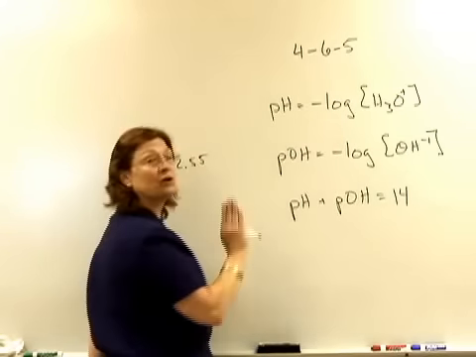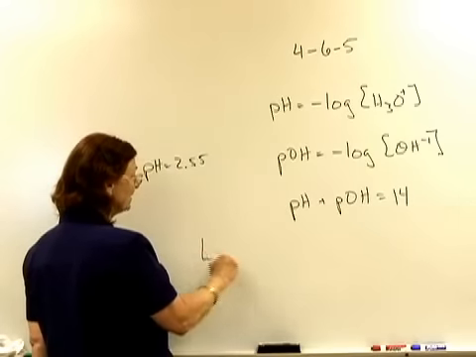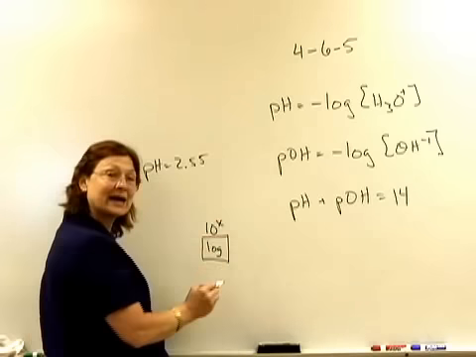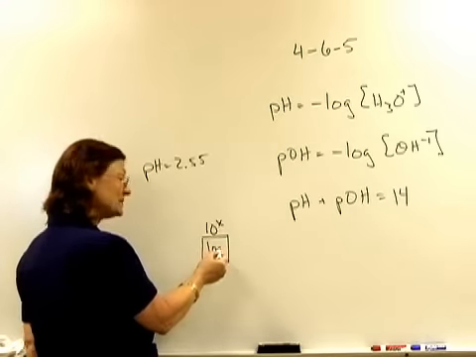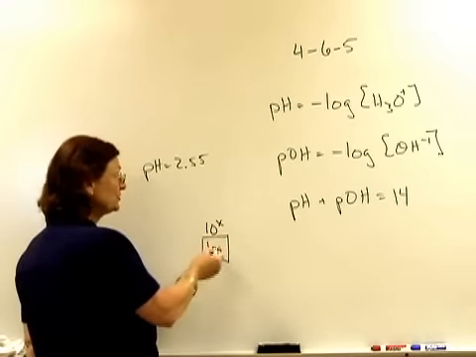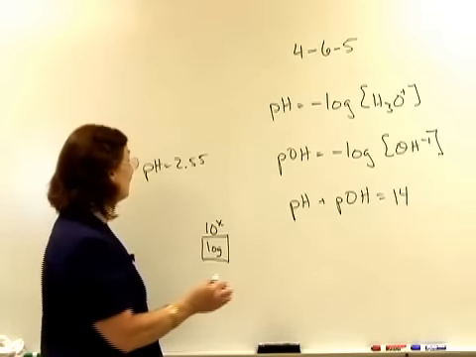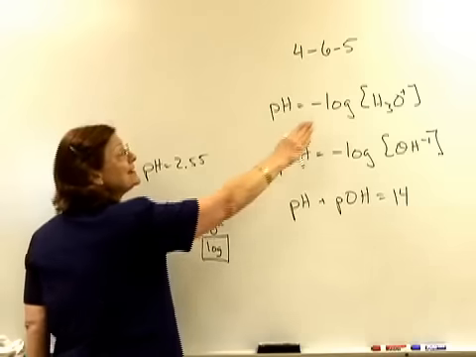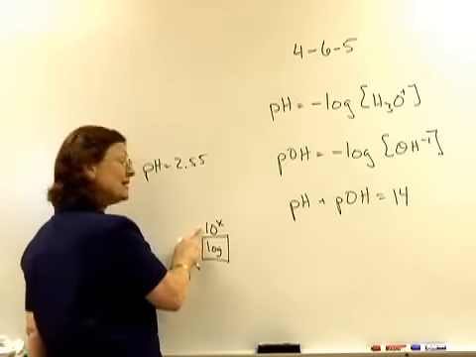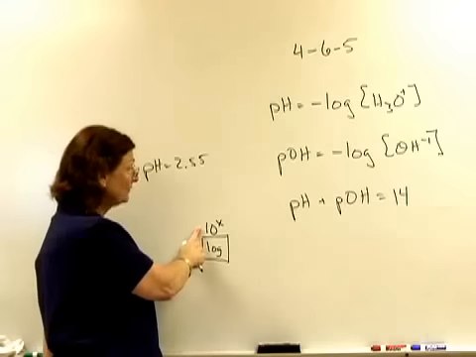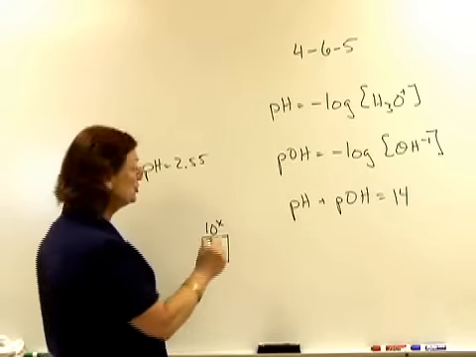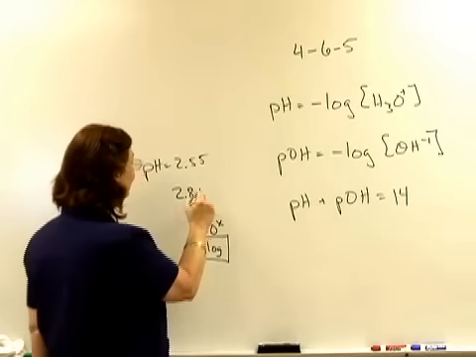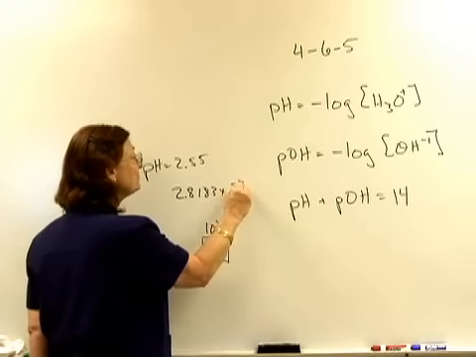I'm undoing the log. And therefore, if you notice on your calculator, it says log here, and above it, it says 10 to the x. And 10 to the x is the opposite of the log. And therefore, that's the one that we need to use. I put this number in my calculator, 2.55. I make it negative. And then I take the inverse log or I shift log. And when I do that, I get 2.8183 times 10 to the negative 3.